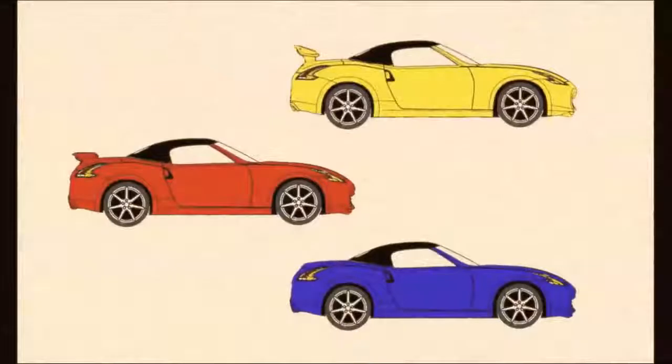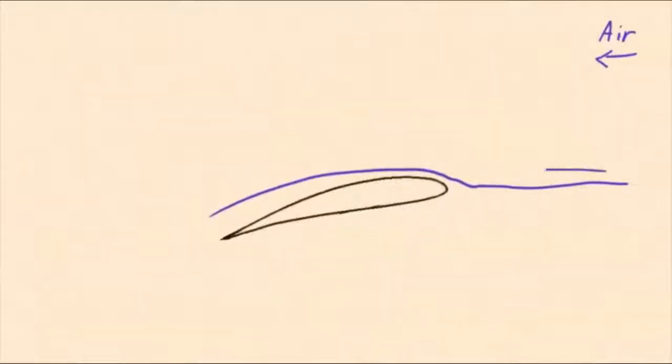Well, in order to understand the differences that make one car faster than the other, let's take a closer look at the main forces, lift and drag, that are acting on the car. Lift and drag are forces created as air flows around different shapes. Let's look at a cross-section of an airfoil or wing to clearly show these effects.